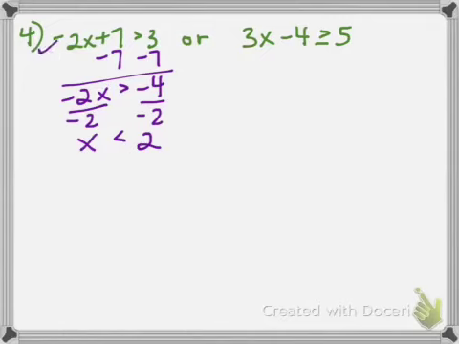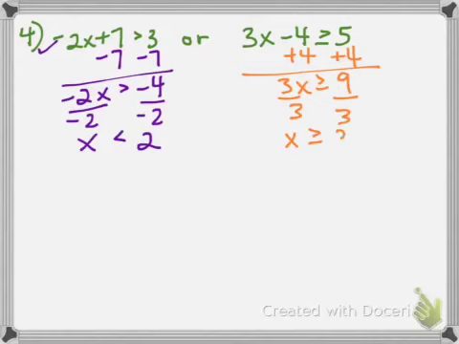And then let's go over here. I add 4 to both sides. So I have 3x is greater than or equal to 9. Divide both sides by 3. So I have x is greater than or equal to 3. So these are my two solutions.